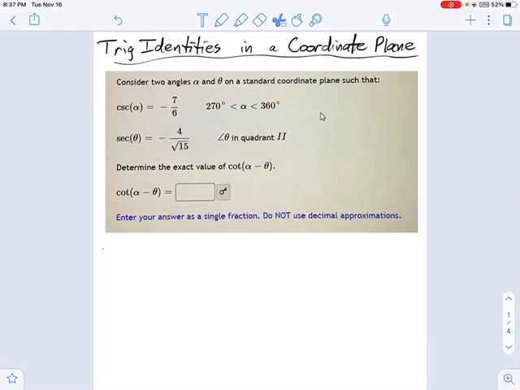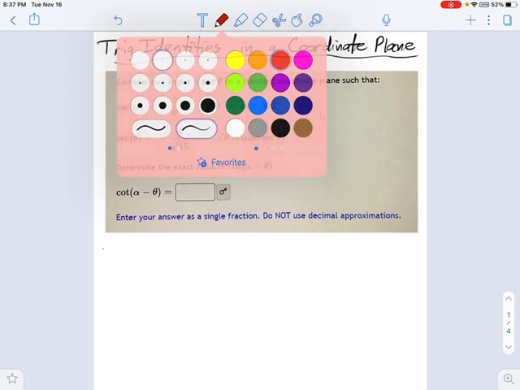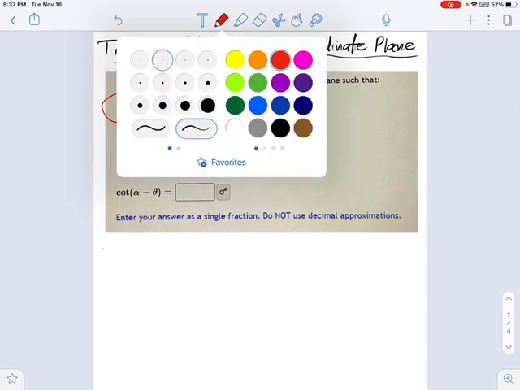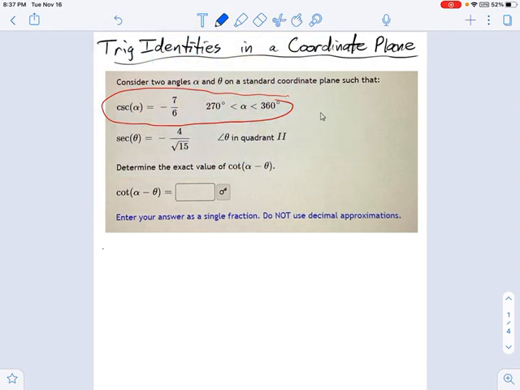In this problem, we're given the cosecant of the angle alpha and told that it's in quadrant 4 from the looks of it, and the secant of the angle theta, and that's in quadrant 2. We're asked to determine the cotangent of alpha minus theta.